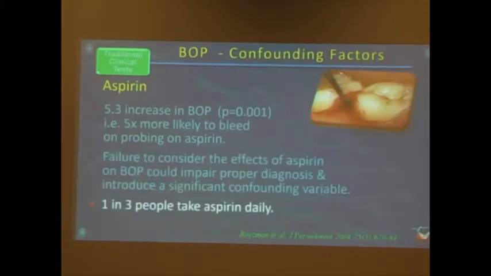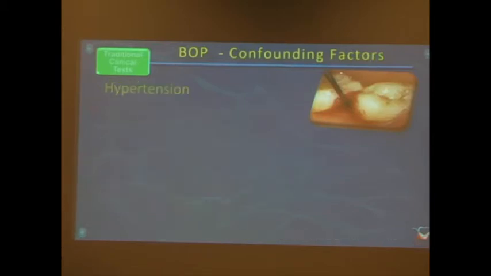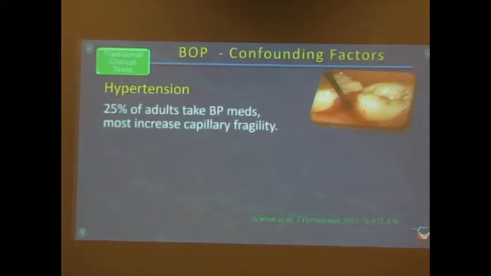It's estimated that 1 in 3 people take daily aspirin for the cardiac prevention benefits of that. So 1 in 3 of your patients may bleed on probing simply because they're taking aspirin daily. Hypertension: almost all of the hypertension drugs, angiotensin converting enzymes, all of those things, increase capillary fragility, so they will bleed more easily on provocation. Oral contraceptives, same story.